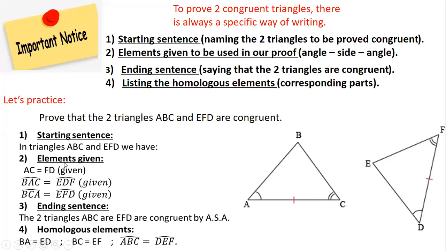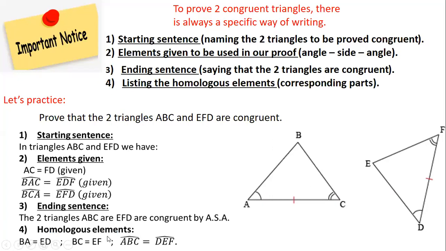Is everything okay with the elements given, Leia? Yes, it's okay. I take them from the drawing, from the figure. I cannot say from my head that AB is equal to ED. I cannot say this because there is no mark on these sides. So I cannot use sides that are not marked. Okay, Leia? Okay. Now let's move to step number 4, which is the homologous elements.